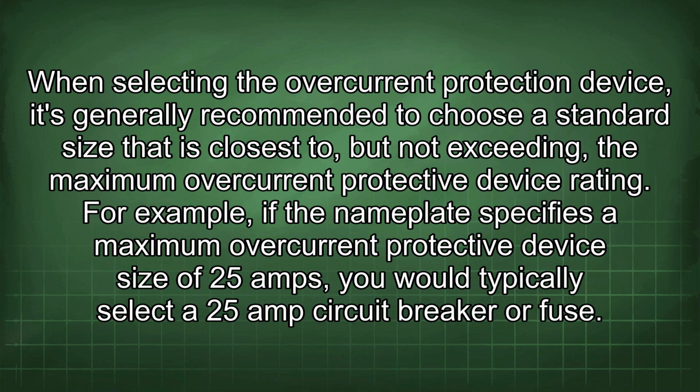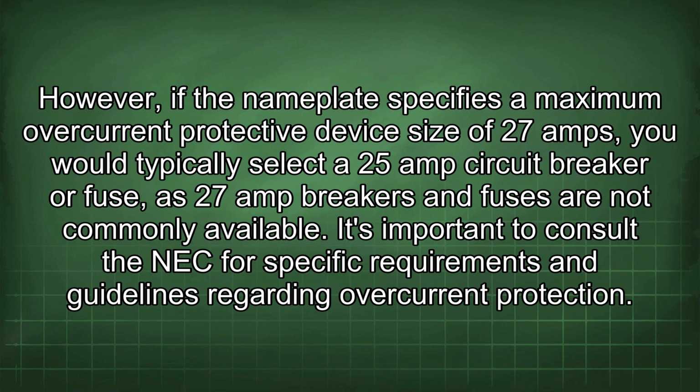For example, if the nameplate specifies a maximum overcurrent protective device size of 25 amps, you would typically select the 25 amp circuit breaker or fuse. However, if the nameplate specifies a maximum overcurrent protective device size of 27 amps, you would typically select a 25 amp circuit breaker or fuse, as 27 amp breakers and fuses are not commonly available.